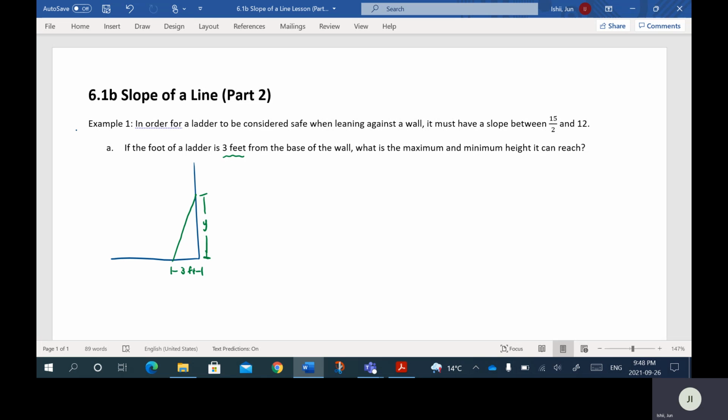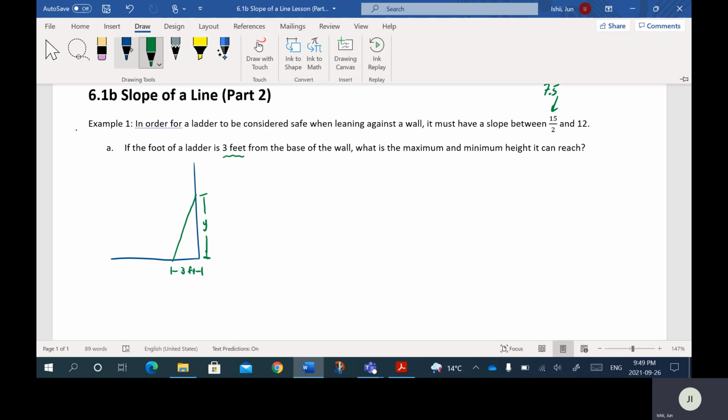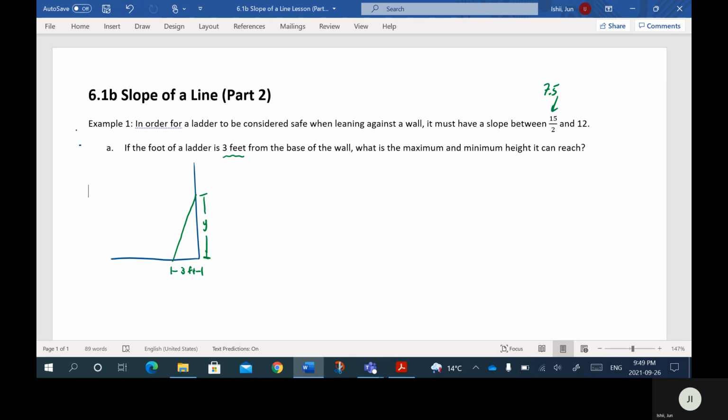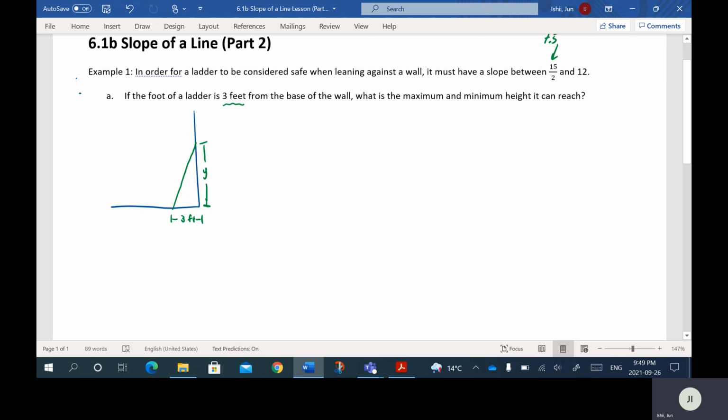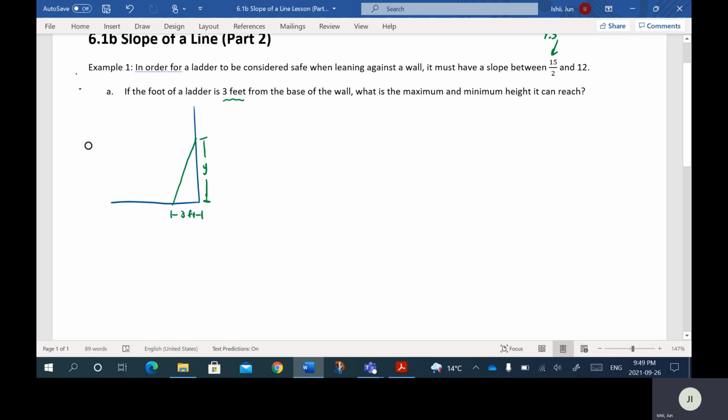In order for the ladder to be safe, it must have a slope between 15/2 and 12. Now 15/2, as a number itself, is 7.5. It's a decimal, but basically this gives us a range for the slope of the ladder. So in order to find the maximum and minimum height, we're going to do this in two separate calculations.